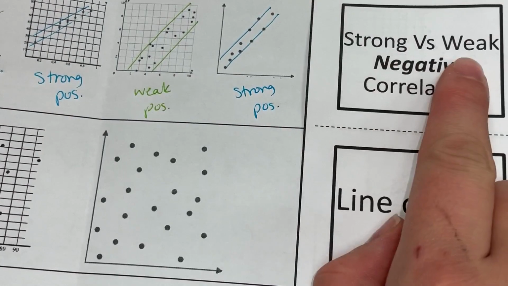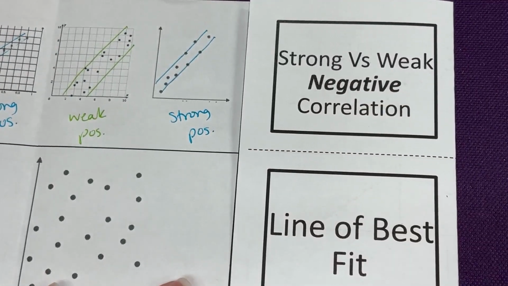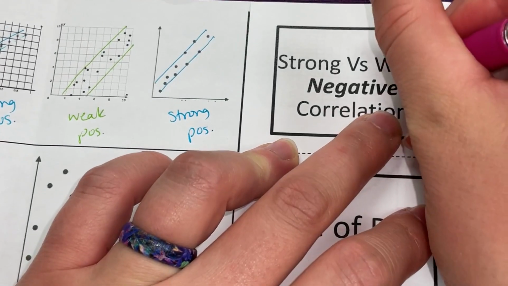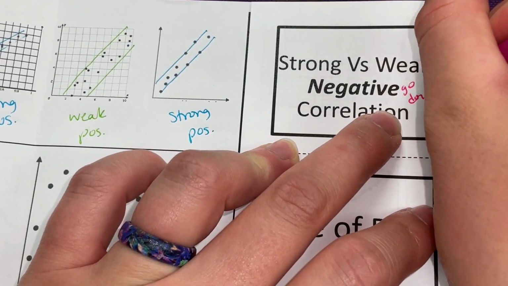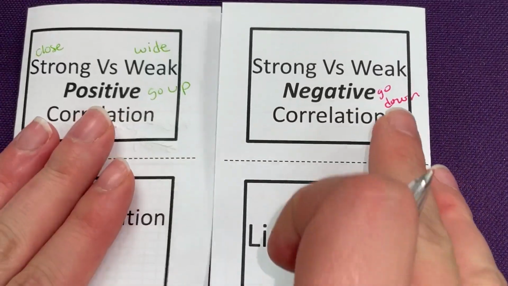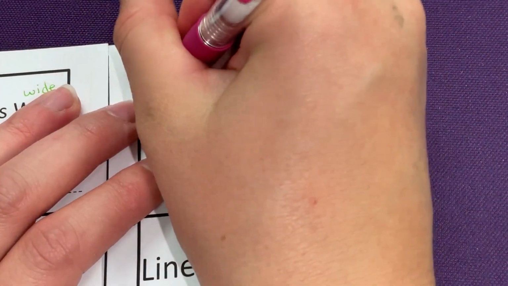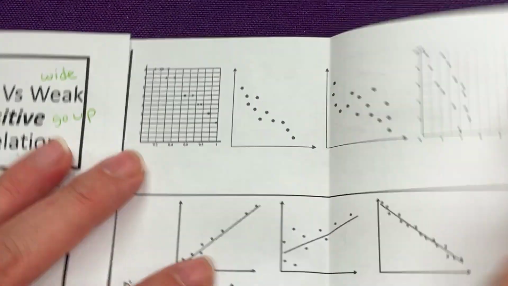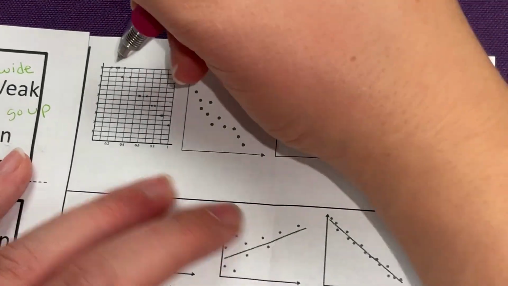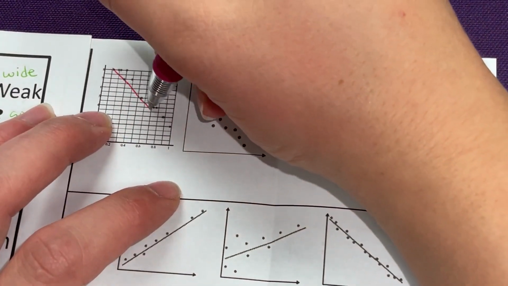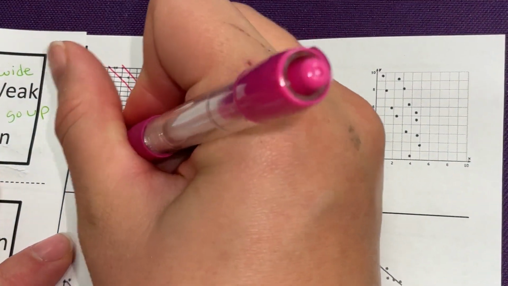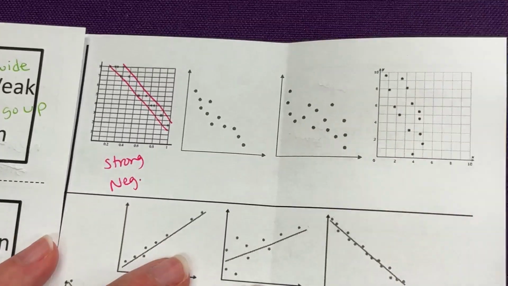Now let's talk about strong and weak negative correlation. So in this one, it's negative obviously if it goes down. And the same type of rules apply, right? If it's close versus if it's kind of wide. So in this first one here, they're going down and they seem to be pretty close on this graph. So I'm gonna say this is a strong negative correlation.